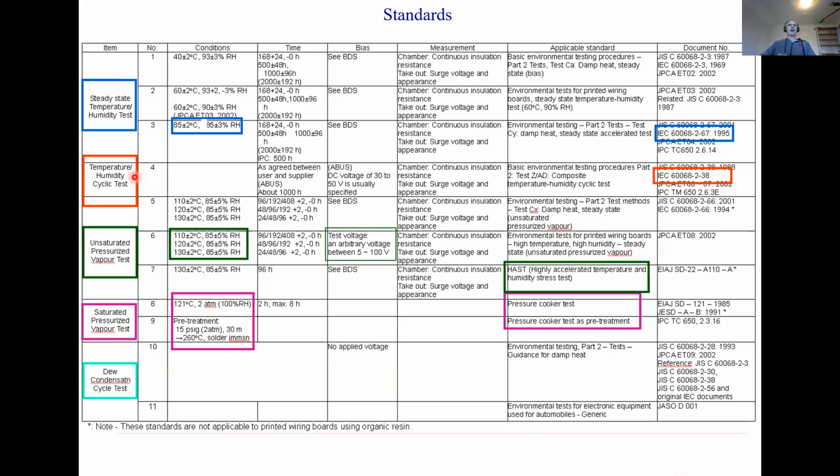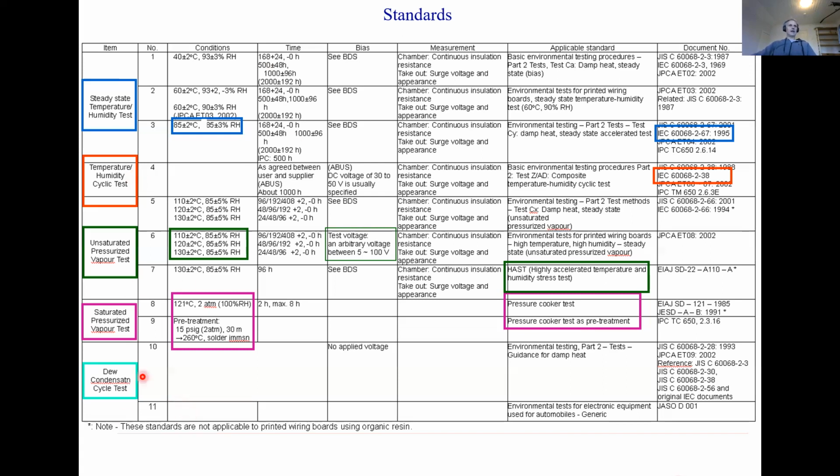So basically, we are cycling both the temperature and relative humidity. And the objective is to purposely cause this condensation. I will come back to this in a minute.